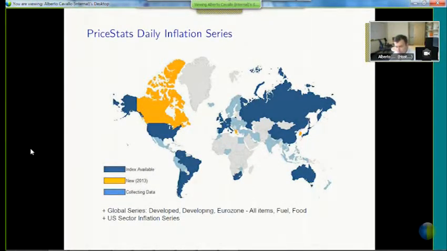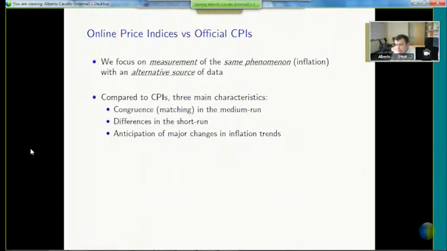What you're now looking at are the countries from which we produce this index. In yellow and blue are the countries from which we have data. We recently added Turkey. There are other countries in which we collect data, such as Mexico. And in general, what we are doing is that we try to measure exactly the same phenomenon with standard inflation measurement techniques, the ones that all the statistical institutes use, but with an alternative data source.